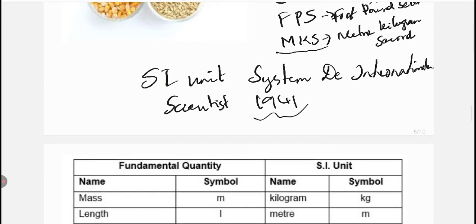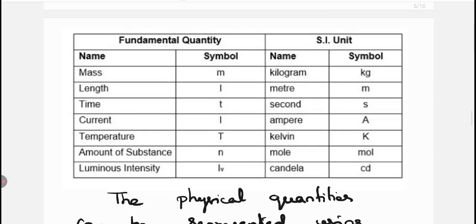Okay, so here you can see some basic physical quantities. These are the basic physical quantities. One is mass, length, time, current, temperature, amount of substance, luminous intensity. These are the seven fundamental quantities or the seven basic quantities. They are mentioned with the help of a symbol: M for mass, L for length, T for time, I for current, and then T for temperature, and then N for amount of substance, and I_v for luminous intensity.